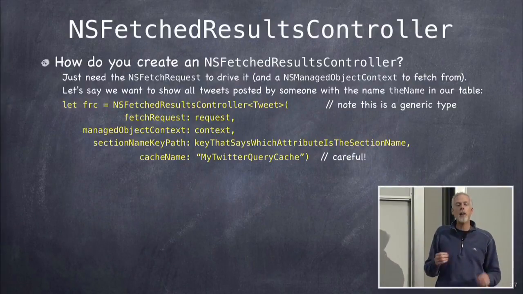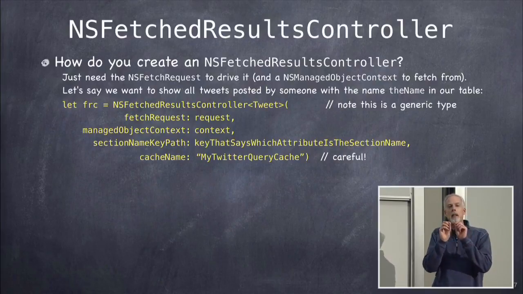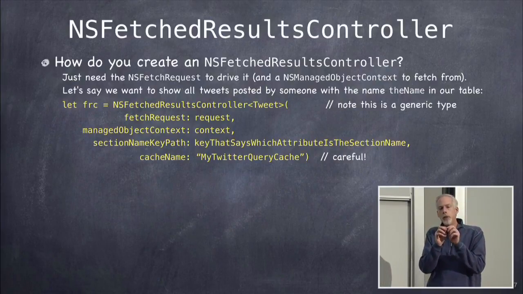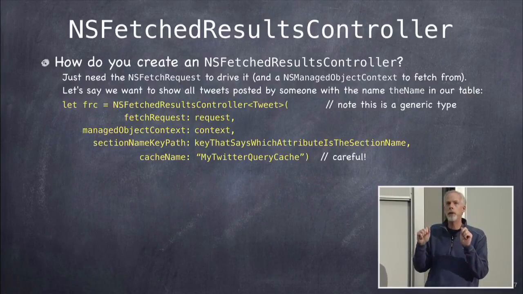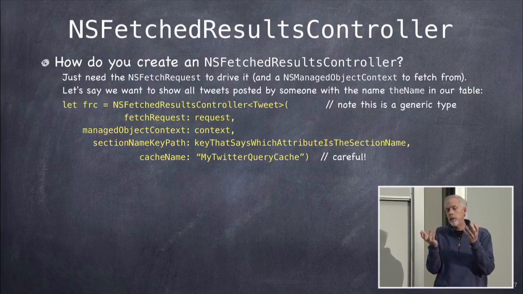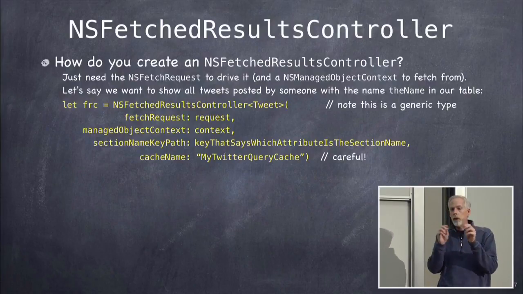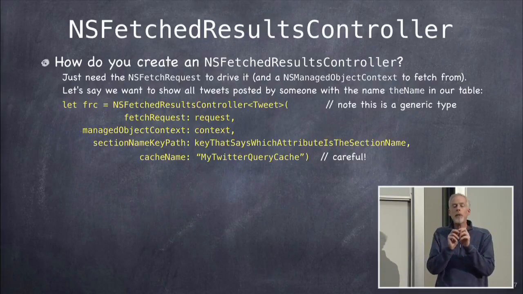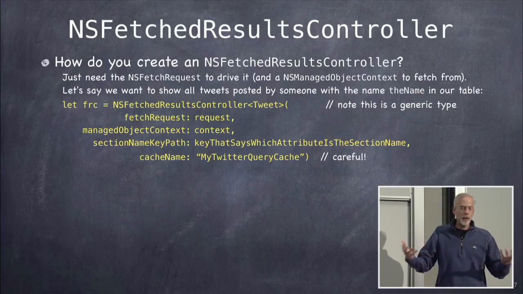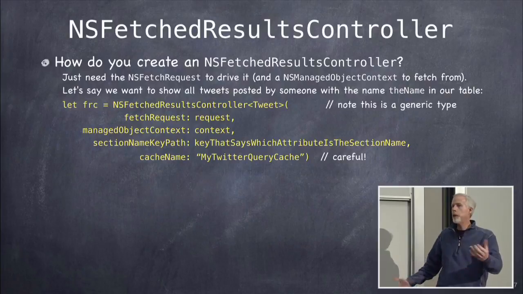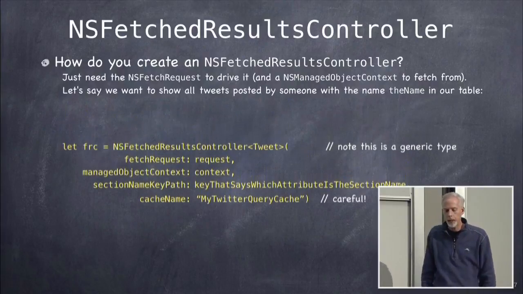That section name key path is the var in that entity whose value is a string, which is the title of the section it's in. Okay, that's how you do sections with fetch result controller. You might have to invent or even calculate this, but all of your tweets or all your Twitter users, if they're going to be in sections, they all have to have a var, which is a string, which is the name of the section they're in. And as long as they have that, then the fetch results controller will make the sections and put them all in the right section. And we'll talk about cache name in a second here.